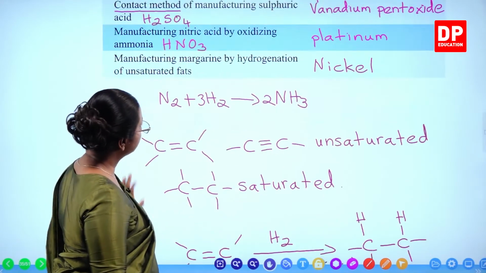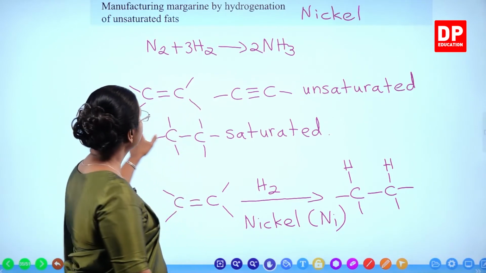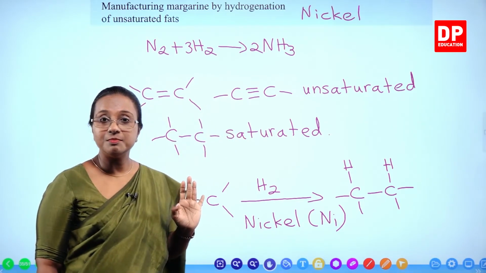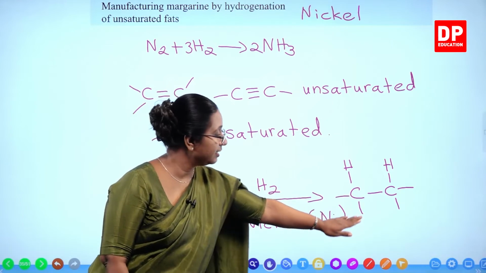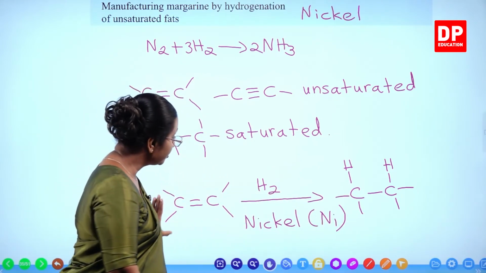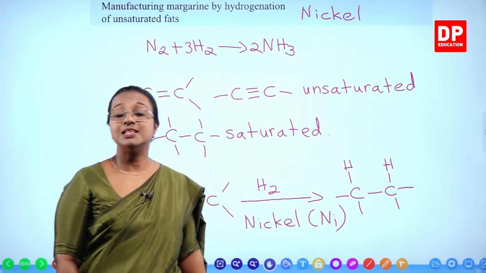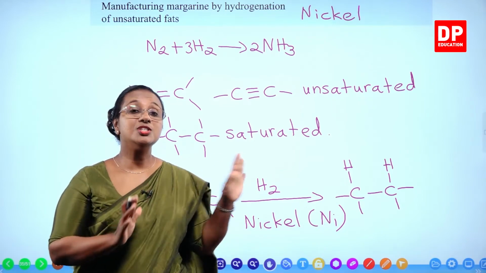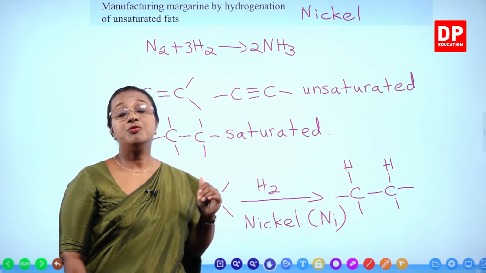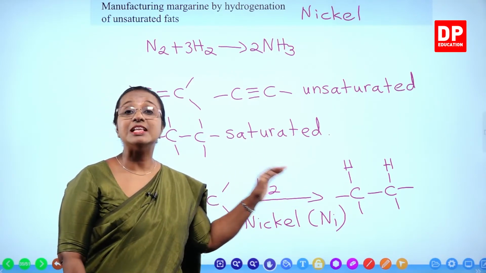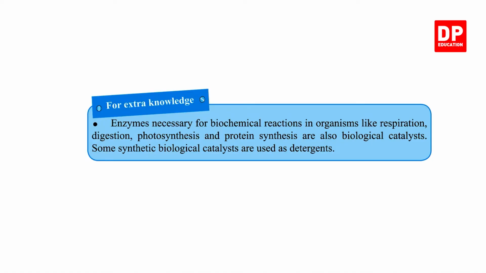So here I have just shown you additional information: the reaction of nitrogen and hydrogen to form ammonia, then what unsaturated and saturated compounds are, and also that when an unsaturated compound gets hydrogenated, it becomes a saturated compound. This occurs during the manufacture of margarine. For that, we use nickel as the catalyst. So I am sure, students, you all were able to get more information about catalysts. There is a little more information that you need to know. I will discuss that in the next slide. So this is again for extra knowledge.